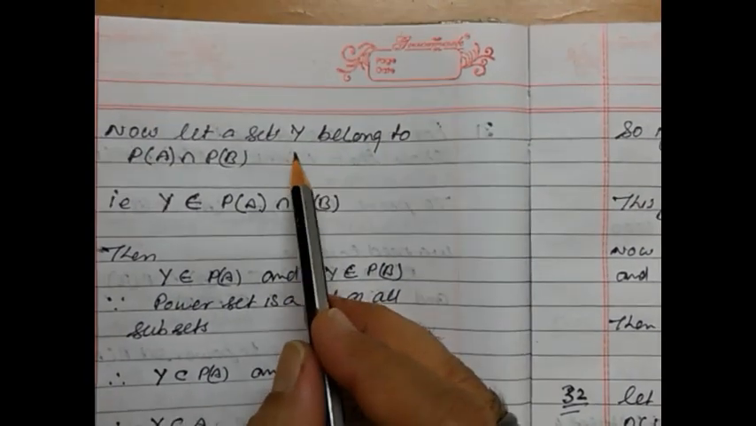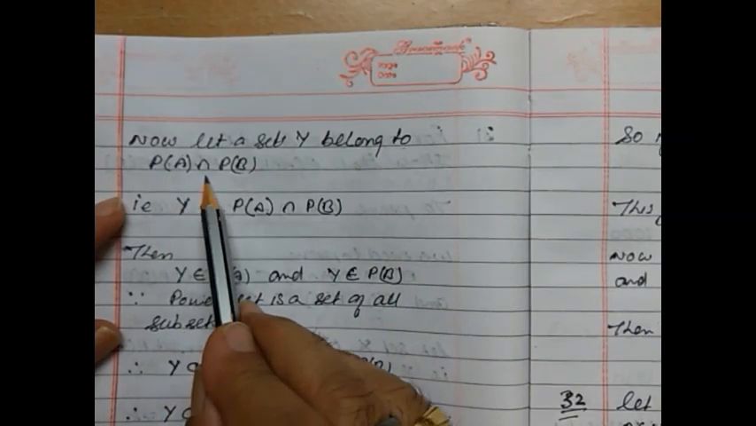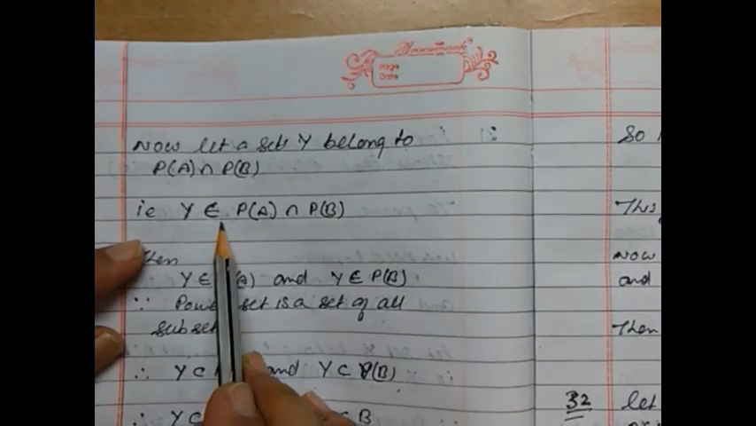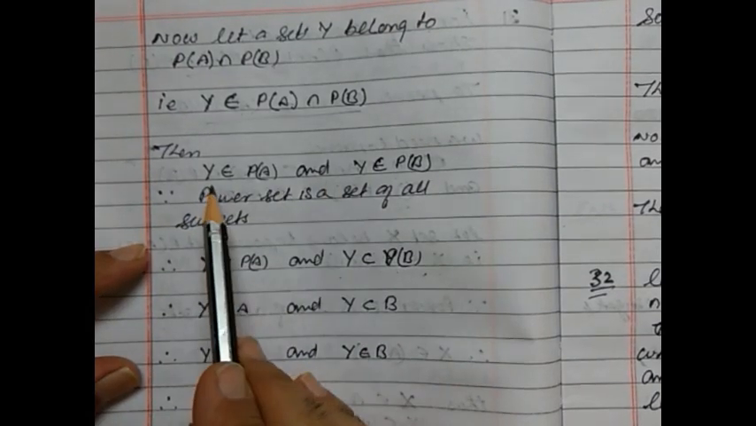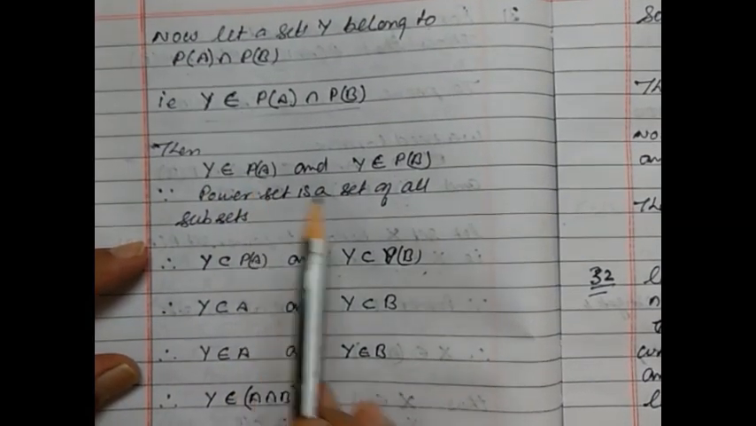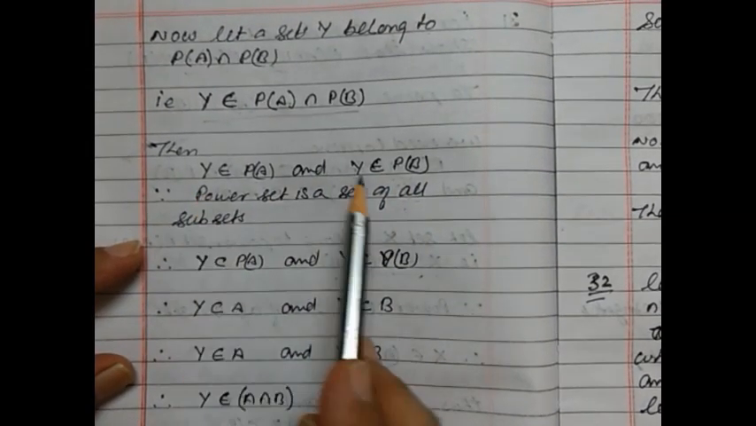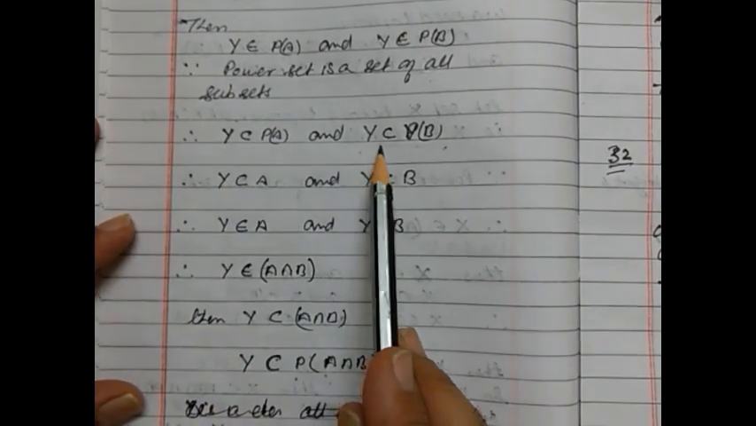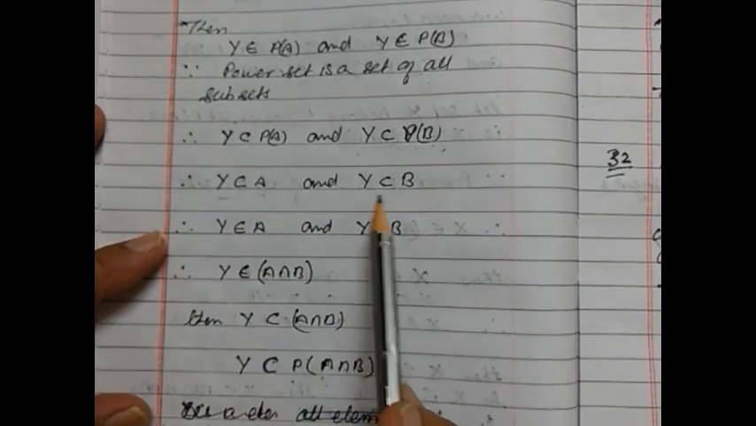Now, in other words, we can say Y belongs to power set of A intersection power set of B. So when Y belongs to these two, we can represent it this way: individually, Y belongs to power set of A and Y belongs to power set of B. Power set is a set of all subsets. So we can similarly prove it this way: Y is in the power set of A, Y is in the power set of B, so Y is a subset of A, and Y is a subset of B also.